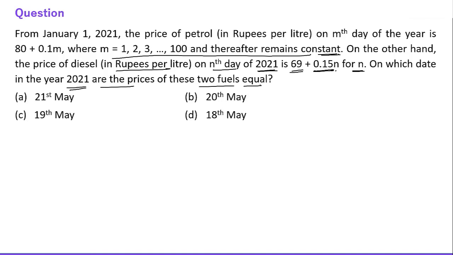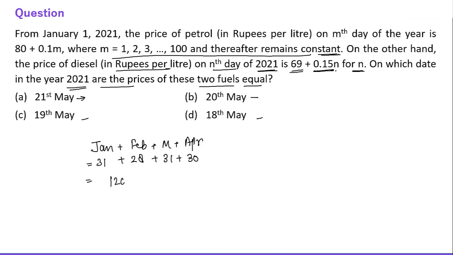On which date in the year 2021 are the prices of these two fuels equal? Okay, everyone, the question is asking on which day of the year the prices of these two fuels are equal, right? Okay, so the options are 21st May. See everyone, all the options are in May. Fine. So do one thing, just find how many days there are till April. January, February, March and April: these are 31 days, these are 28 days, these are again 31 days, and these are 30 days. Fine. So they are 120 days.